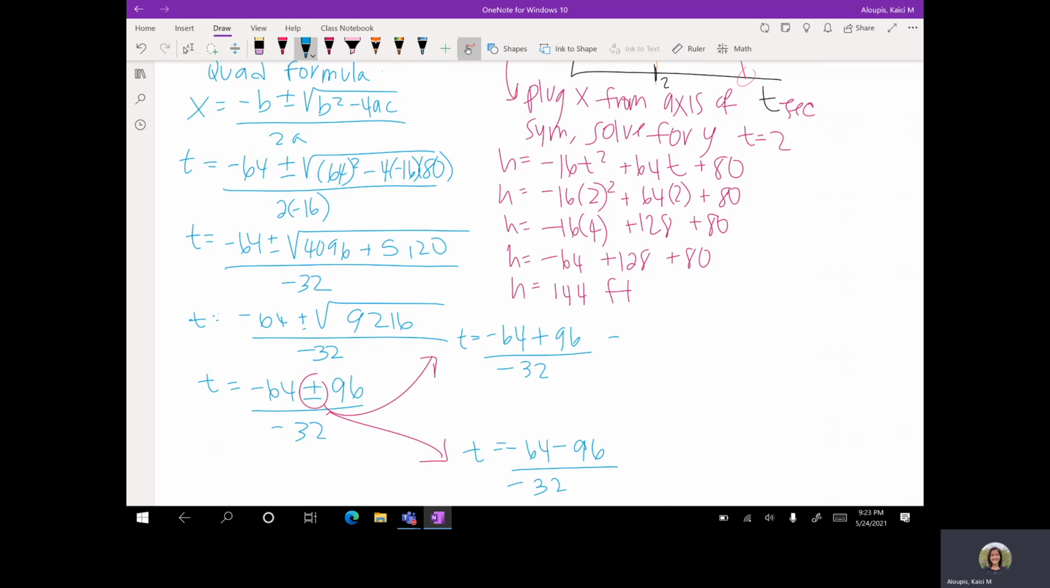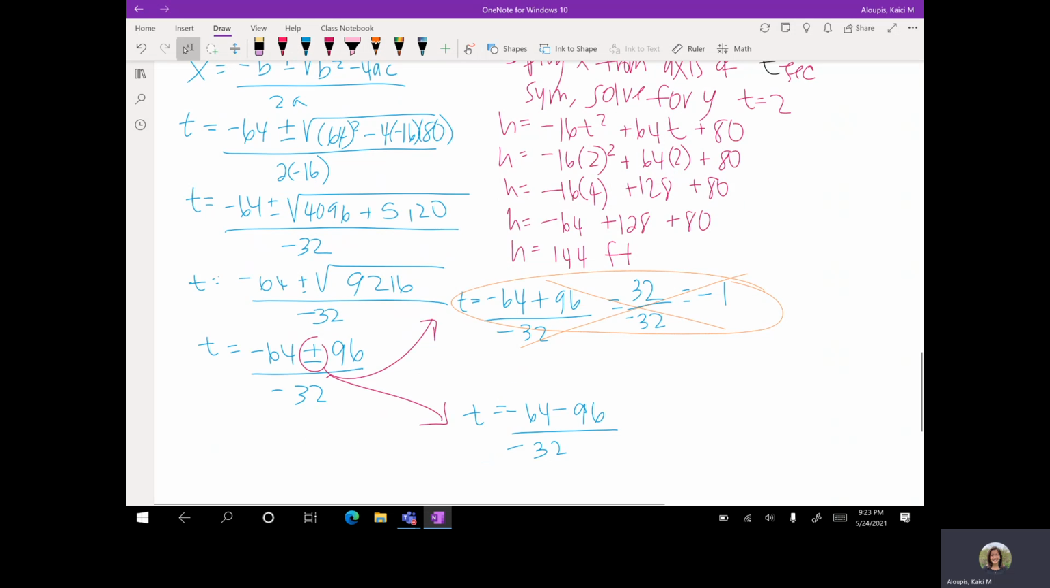Okay, on the top, negative 64 add 96 is positive 32. Divide by negative 32. Well, a positive divided by a negative is a negative, and 32 divided by 32 is 1, so this is negative 1. But remember how I said time can't be a negative? So this one doesn't really matter to us. This isn't the right answer. Let's evaluate the bottom one.